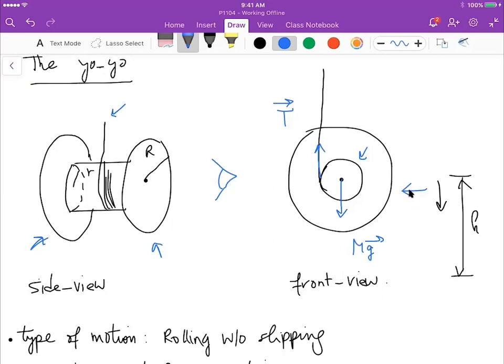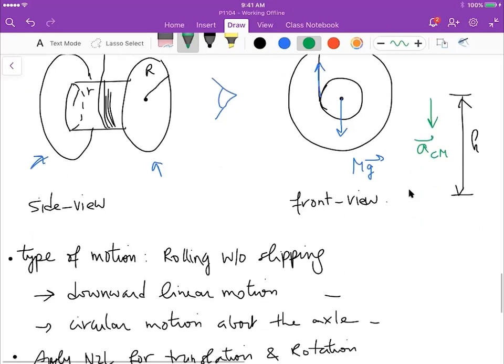All we need to do now is just write down Newton's second law for translation and for rotation. And for this reason, let's specify the direction of the acceleration of the center of mass. Here the yo-yo is going down while it is rotating. So the acceleration of the center of mass points downward. This is a center of mass, right? And so this is it. Let's write down.